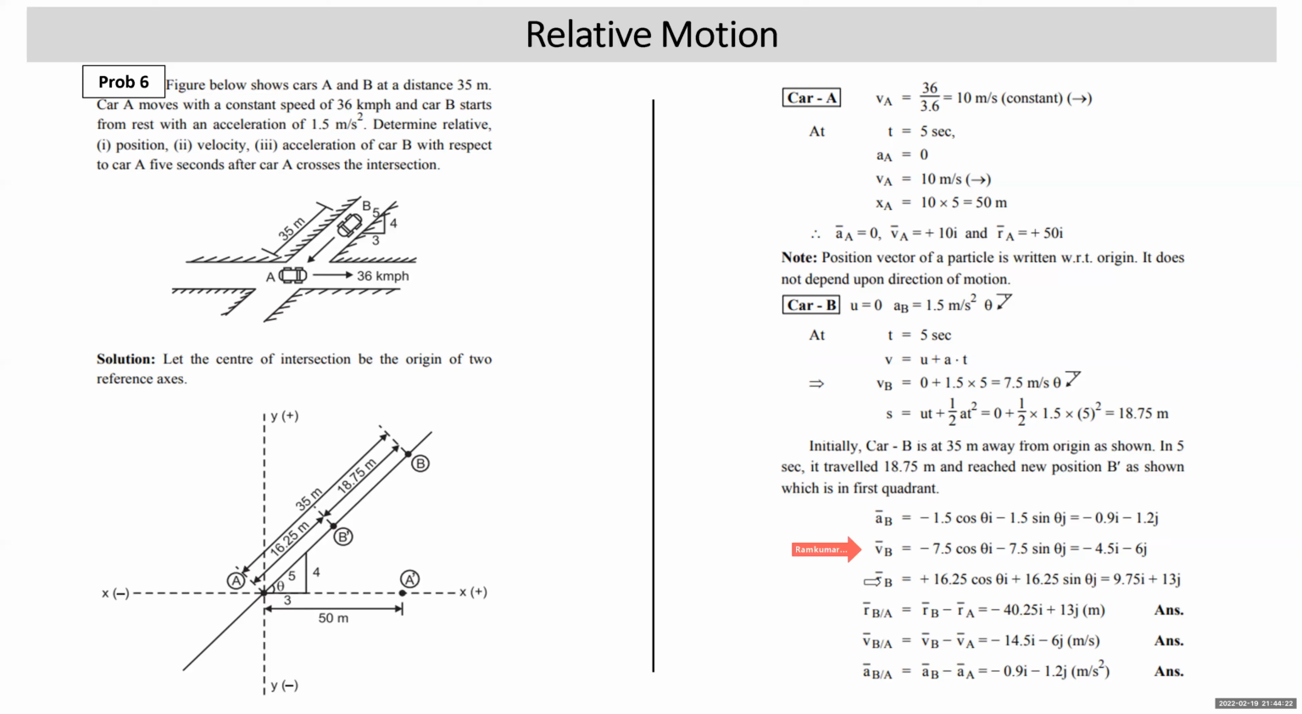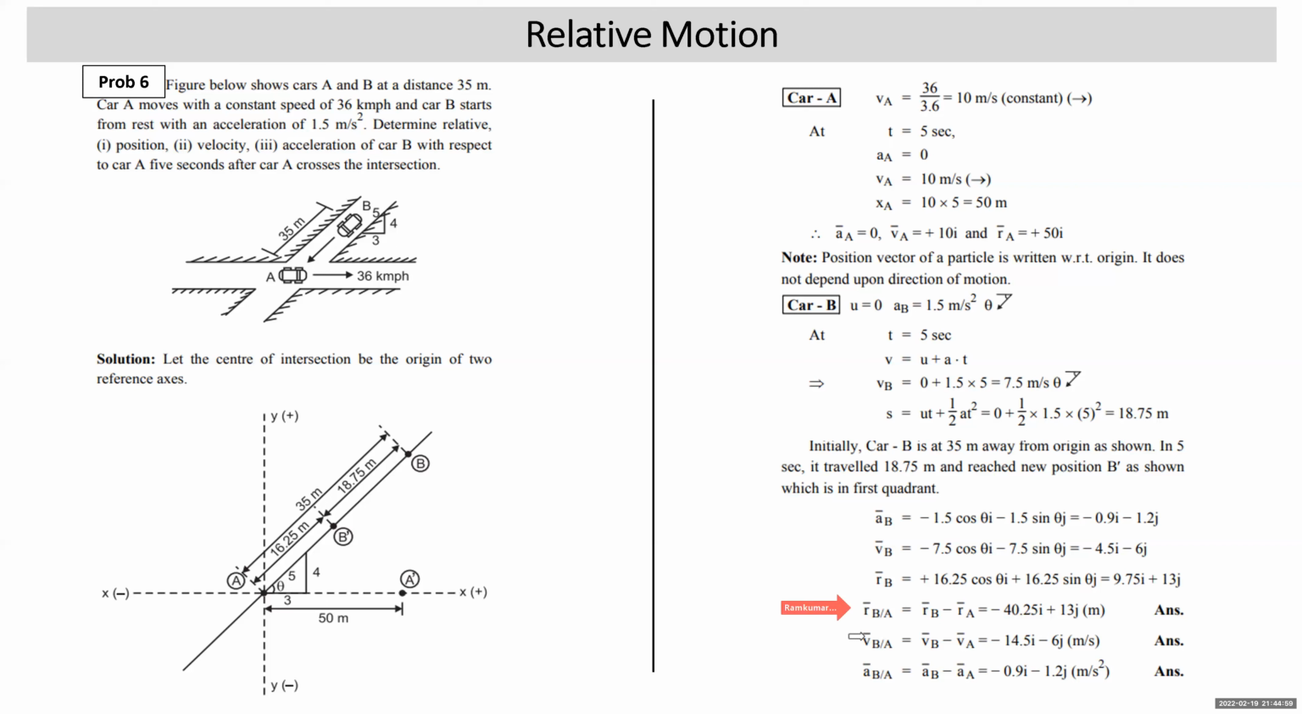Velocity of car B can be written in vector form. So that is minus 7.5 cos theta i, minus 7.5 sin theta j. Substitute the values of cos theta and sin theta, and you get the velocity vector of car B. Now, position of car B. It is in the first quadrant, so its two components will be positive. X component will be 16.25 cos theta and Y component 16.25 sin theta. So the absolute position of car B will be plus 16.25 cos theta i plus 16.25 sin theta j. Substituting the cos theta and sin theta values, you get 9.75 i plus 13 j.